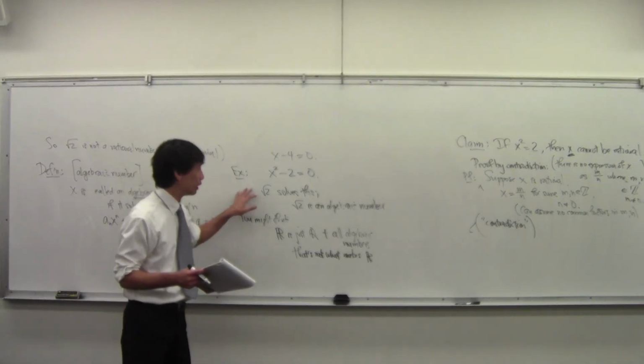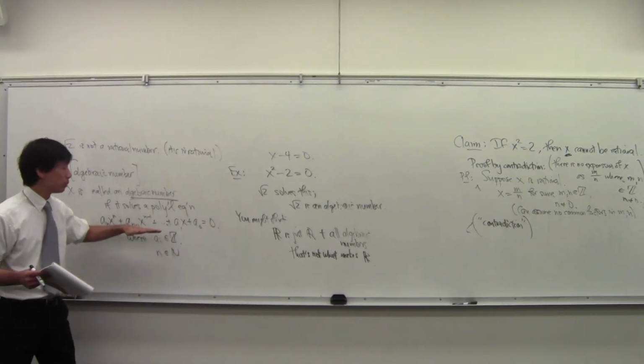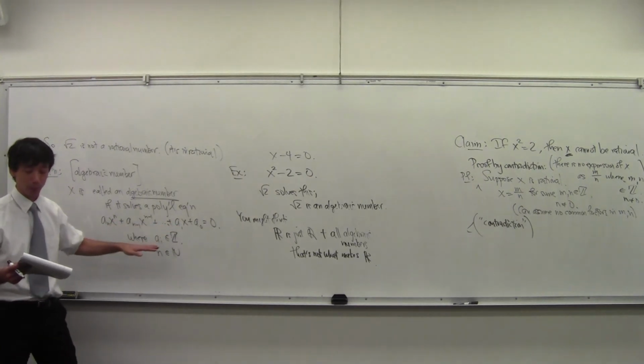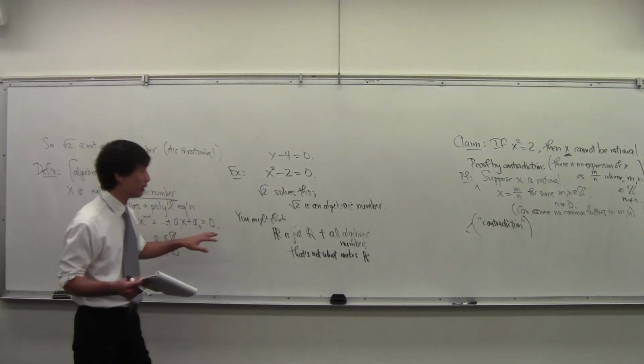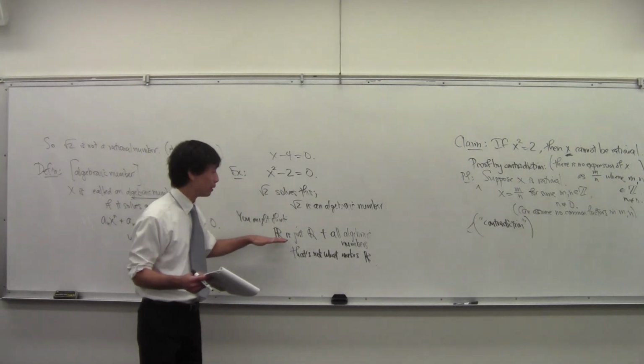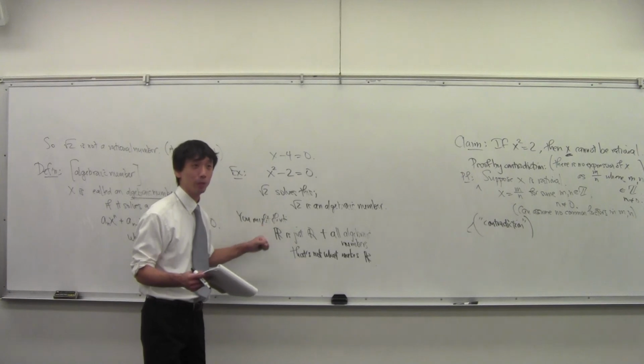So one problem of Q is that it doesn't contain all the algebraic numbers, but that's not the only problem. There's something more subtle that happens that we fix when we go from Q to R.